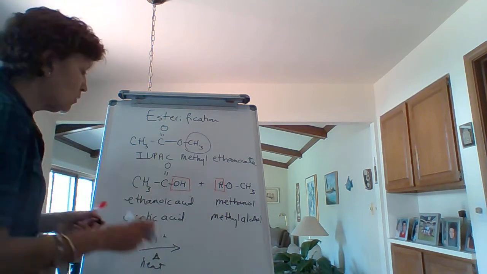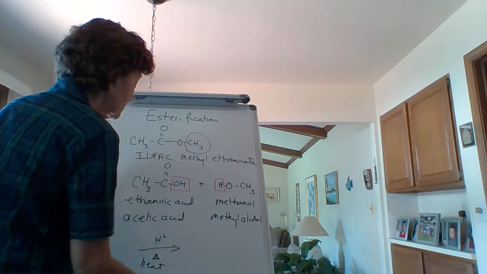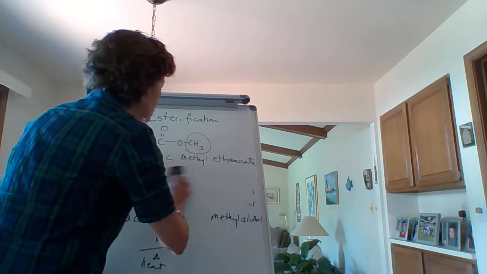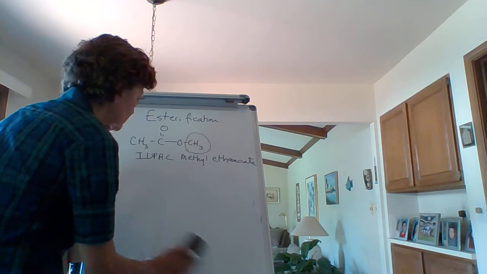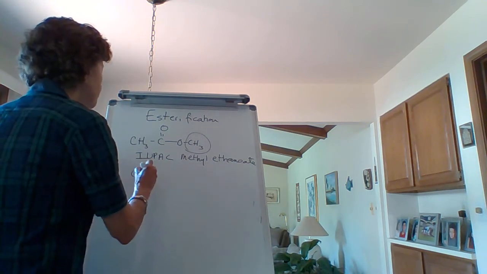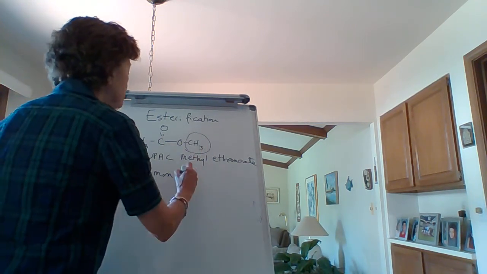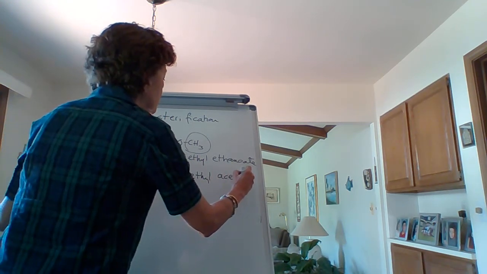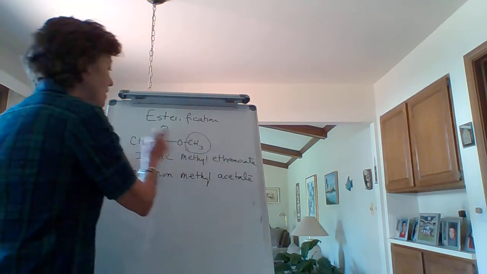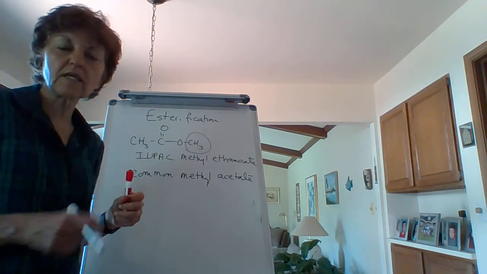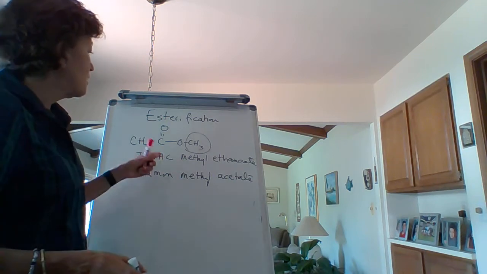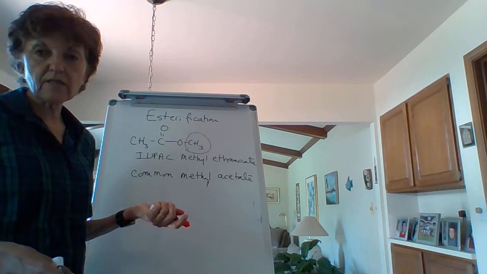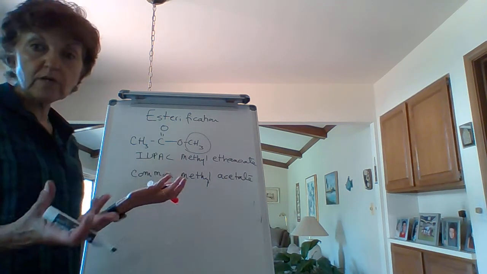So if you wanted to know the common name of this ester, okay, I'm going to erase this. You guys have it already. If you want to know the common name of this ester, this would be methyl acetate. Why acetate? Because the common name of the original carboxylic acid was acetic acid. Why ethanoate? The IUPAC name of the original carboxylic acid was ethanoic acid. All right, let's do another one.